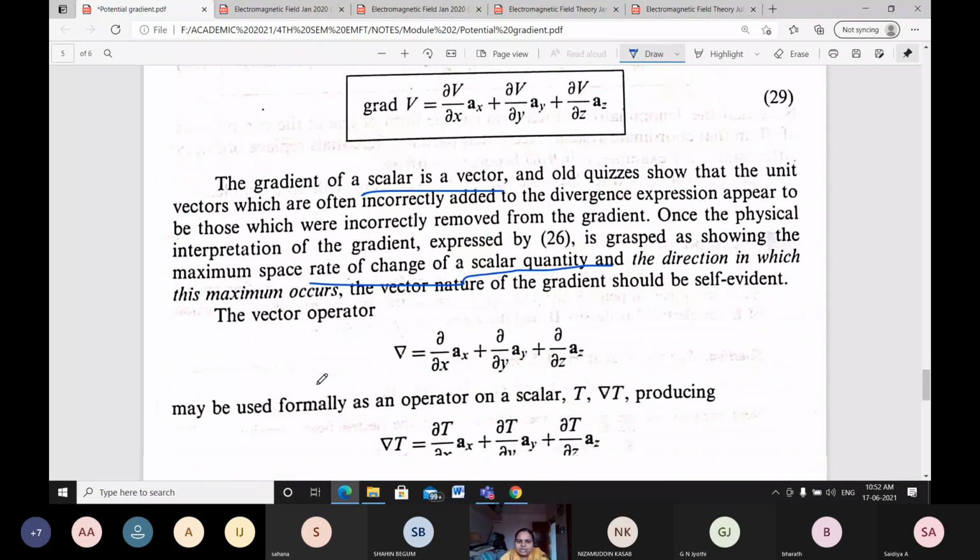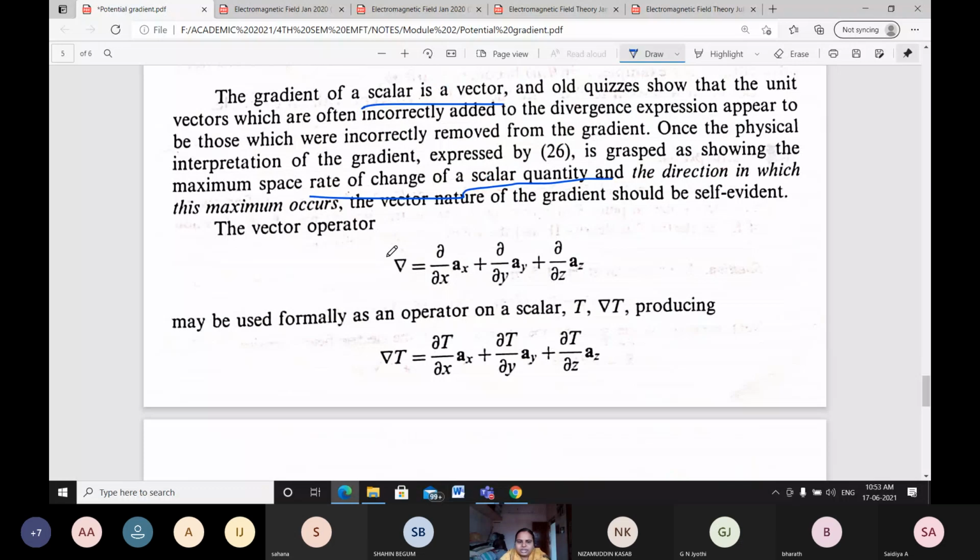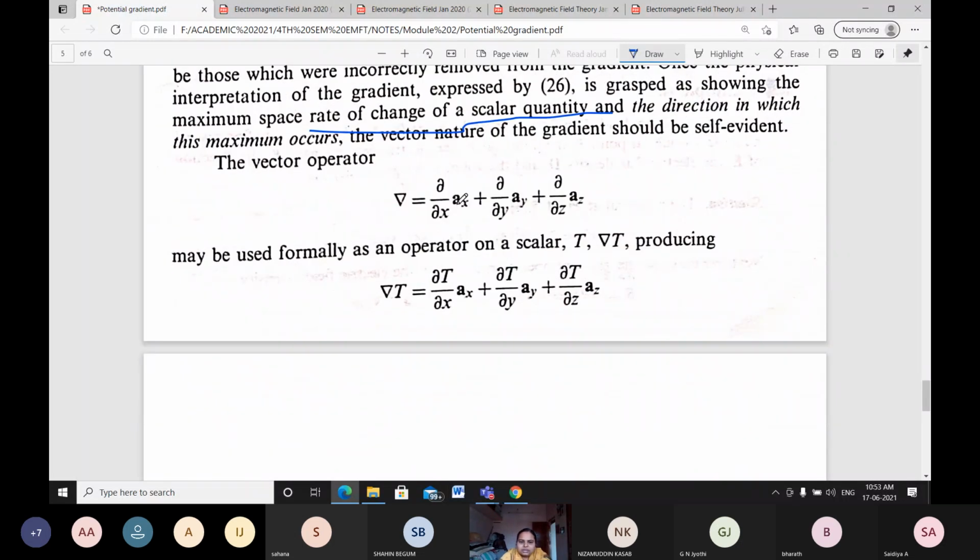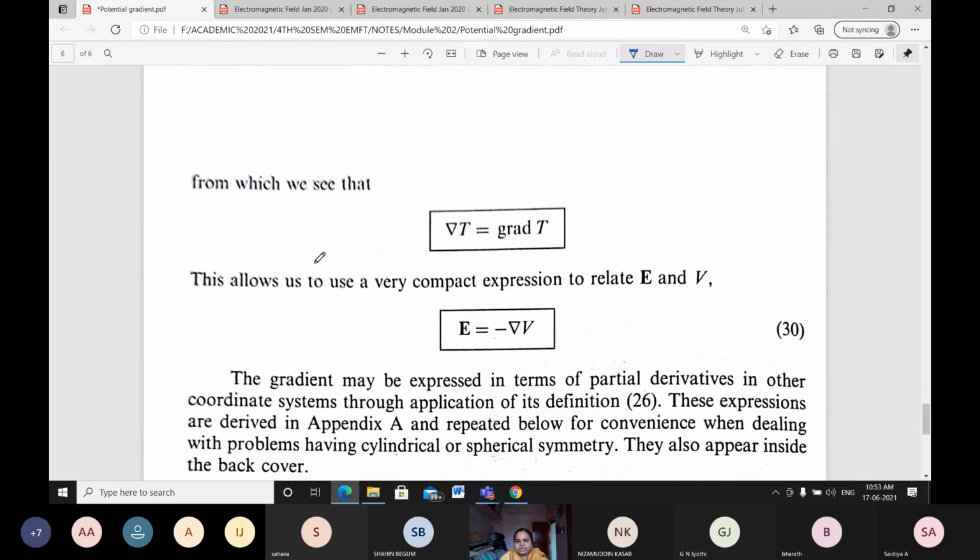Then the vector operator, which we know, is the del operator: del equals dou by dou x ax plus dou by dou y ay plus dou by dou z az. In terms of T, del of T is dou T by dou x ax plus dou T by dou y ay plus dou T by dou z az. Therefore, with del, it is our gradient operation: del T is grad T.